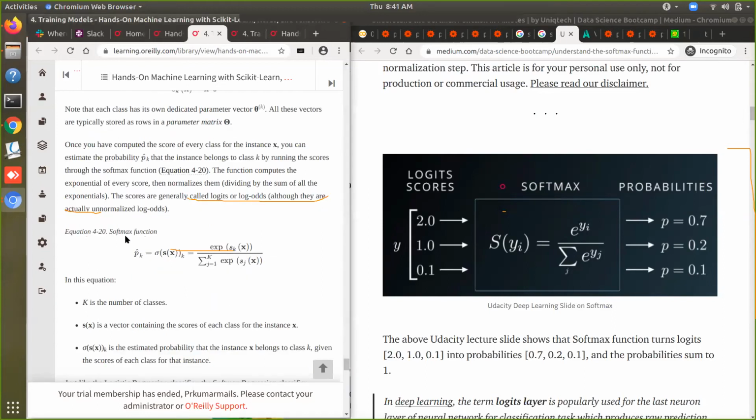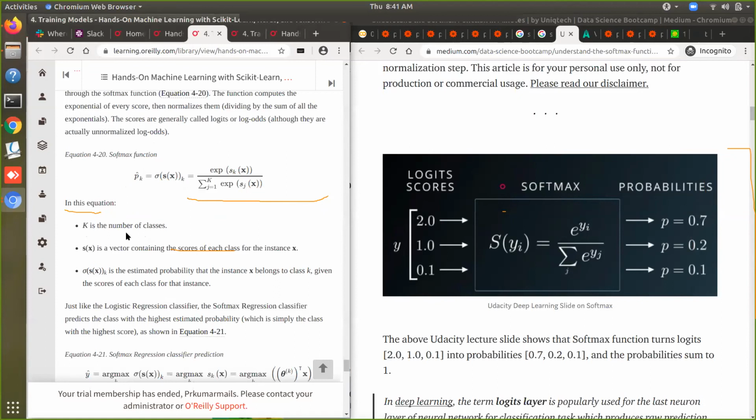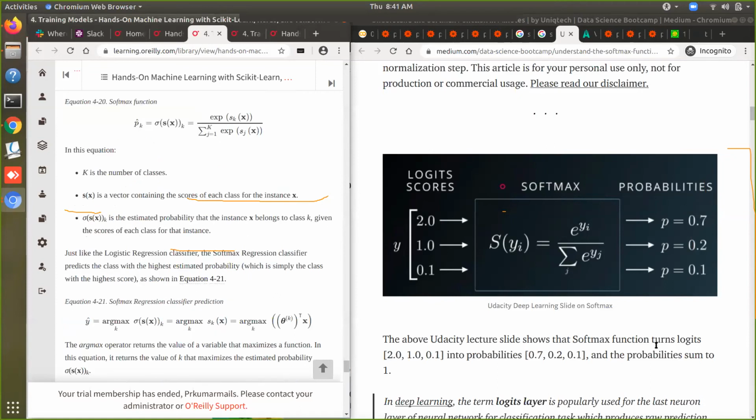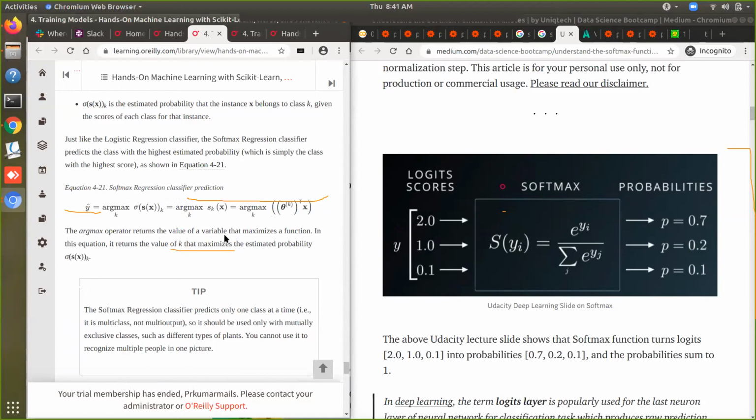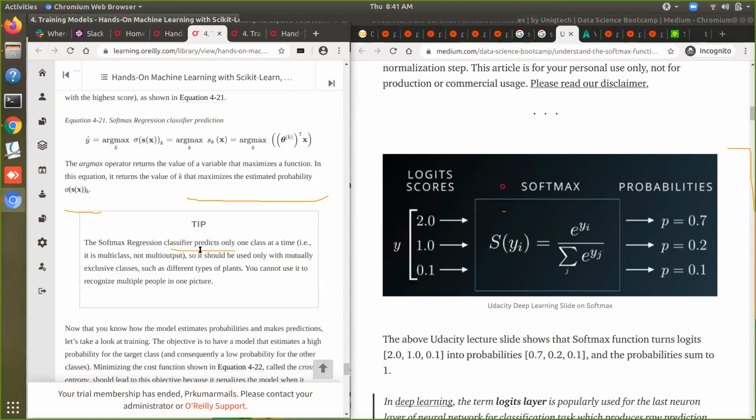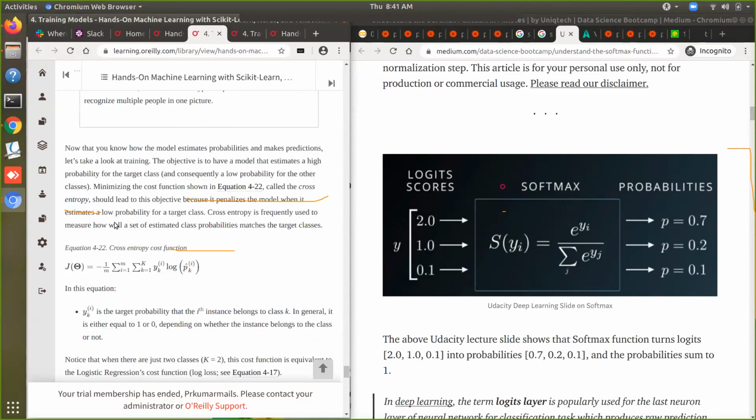To find the maximum, what is the correct class, we have to find the index of the maximum probabilities, and then that one we can take. In this case, we can take the first one as the maximum one, so we can assign the corresponding label to the values. So this is softmax regression. Then the cost function correspondingly is this one.